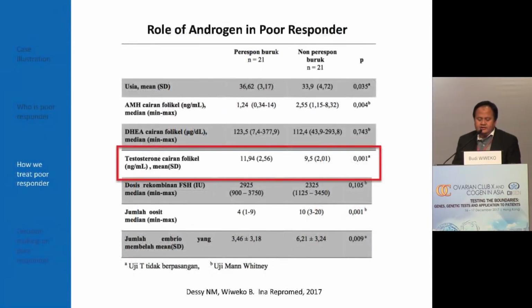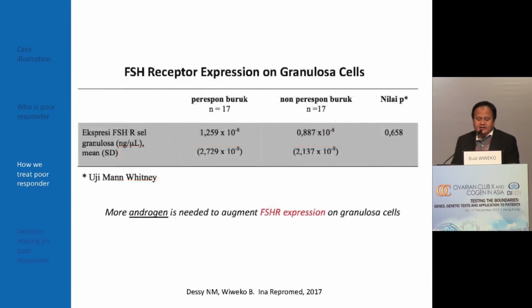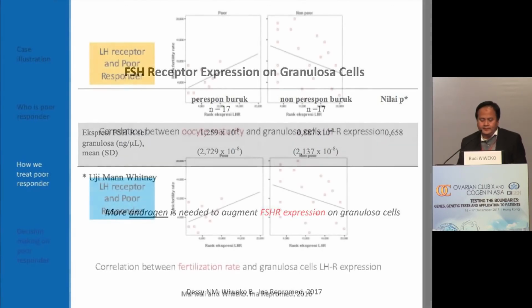And then through our data, in the poor responder group, in the follicular fluid, we found a significantly higher level of testosterone in the follicular fluid from poor responder patients. And this is related to the number of FSH receptor expression on the granulosa cells of the poor responder patients. So it means that more androgen is needed in the poor responder patient in order to augment FSH receptor expression in the granulosa cells.